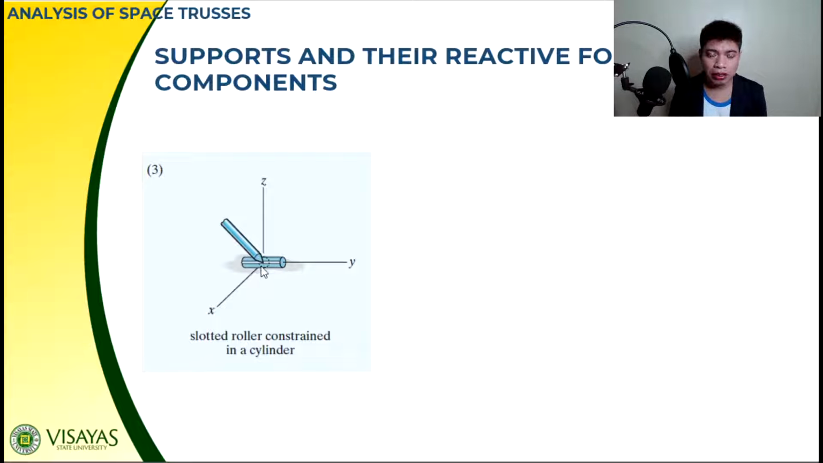So, ito yung itsura niya, guys, no? So, para siyang nakasiksik dito sa may cylinder na to and pwede lamang siyang gumalaw about the y-axis. Okay? And pwede, of course, mag-rotate about any direction. Okay? So, sa case na to, guys, since sa y-axis lamang siya pwedeng gumalaw and pwede siyang mag-rotate, okay? Then, that means hindi siya pwedeng gumalaw along sa z-axis.